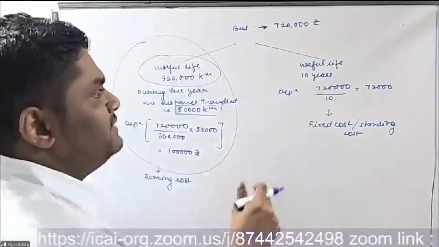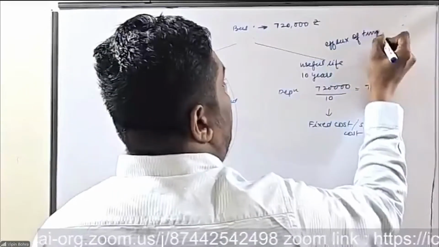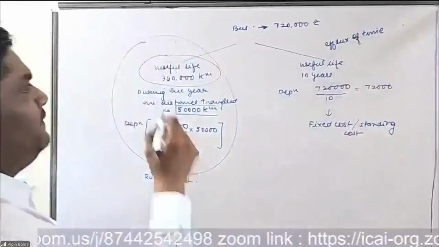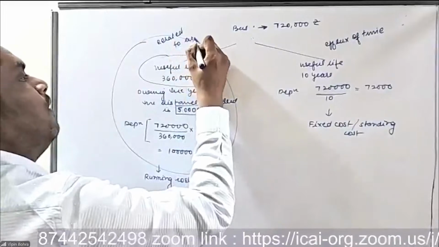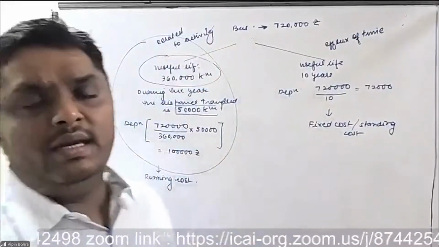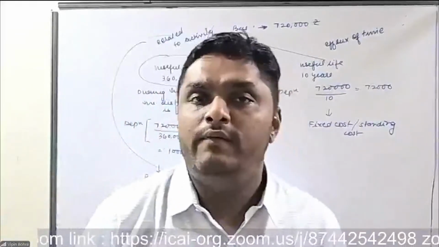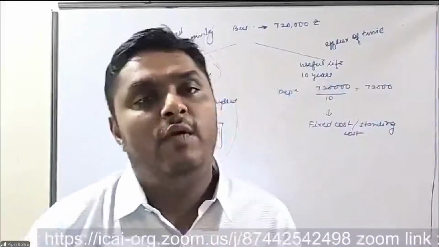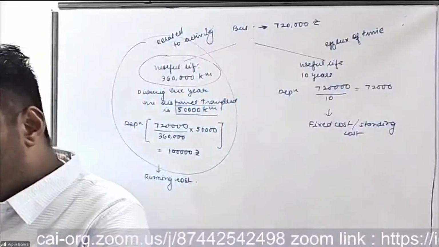So when talking about the terms used in the study material, that is efflux of time, we can say it is efflux of time. And the second term, if related to activity, we can call it related to activity. So if it is related to kilometers or running hours, then we call it activity, and it will be a variable cost or running cost. And when talking about time, if a fixed time period is given, it will form part of fixed or standing cost. I hope your query is resolved, Mr. Kiran Kumar.